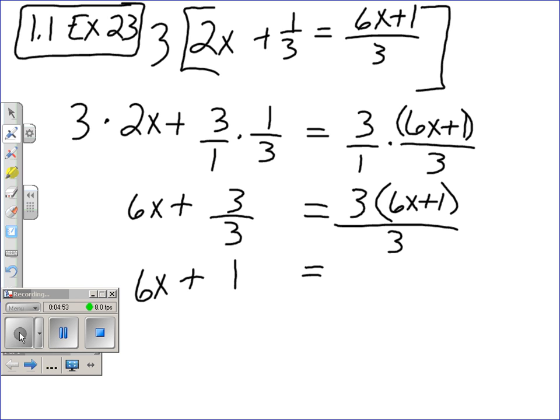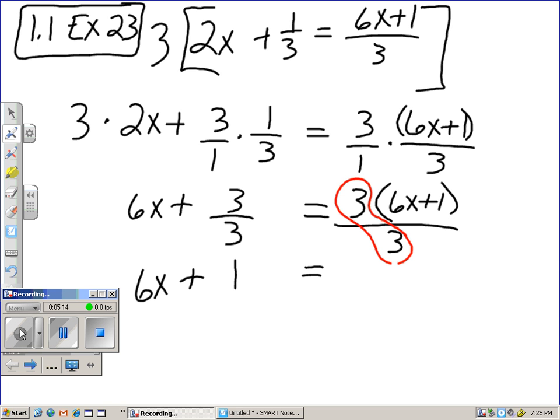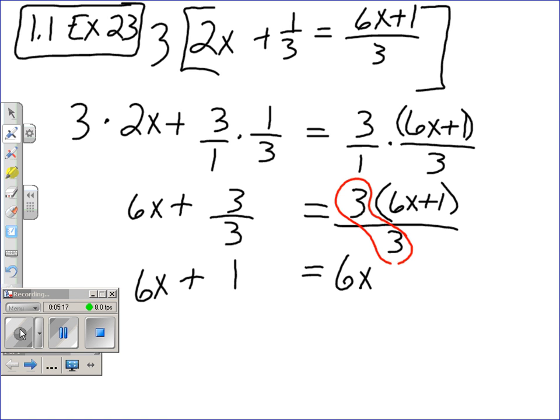And if you look over here, again we have a 3 over 3. 3 divided by 3 is still 1, so I could write 1 parentheses 6x plus 1. But you know what? Multiplying anything times 1 doesn't change it, so I'm going to leave that 1 off. Alright, so I'm just going to leave this as 6x plus 1, and I'm going to say that the 3's cancel, and left is 6x plus 1. Alright, look at what we have. 6x plus 1 on the left, and 6x plus 1 on the right.